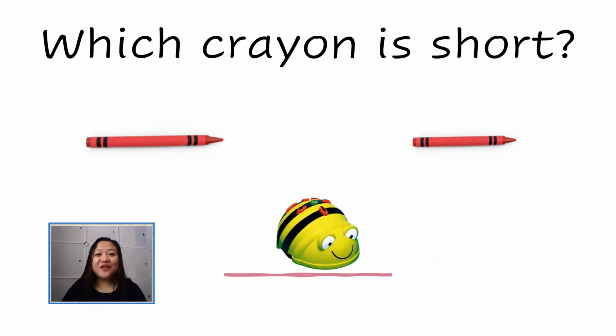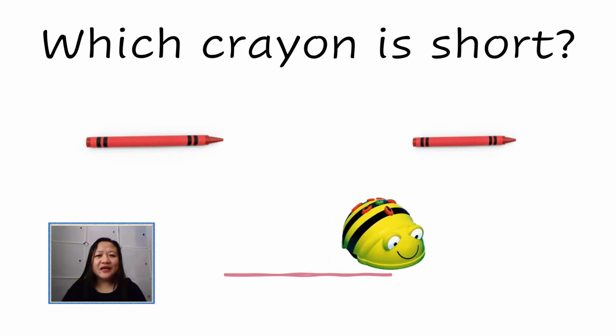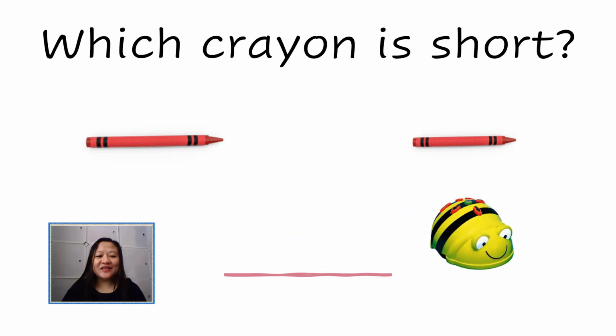Let's try another one. Let's compare these crayons. Which one do you think is short? Let's see. All right. Well done, children. So, this crayon on the right is shorter than the crayon on the left.